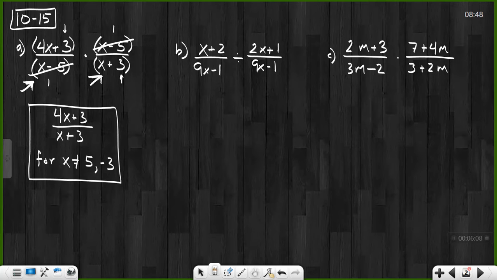Let's look at B. We've got a division problem now. We saw this last time, right? Instead of dividing, we're going to multiply. So let's rewrite this. X plus 2 over 9x minus 1. First fraction does not change, but division becomes multiplication, and we flip my second fraction, giving me the reciprocal.